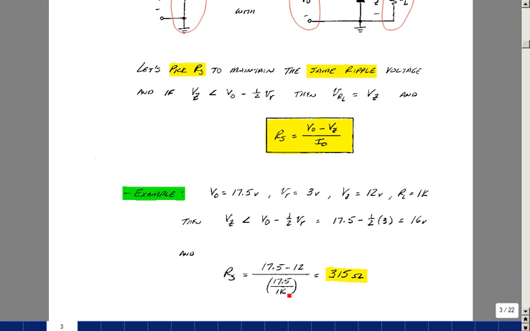And then using this formula, we have the average voltage minus the average voltage of the Zener, divided by the average current coming in, which would be the 17.5 divided by 1K in the original design. We get 315 ohms. This will preserve the same ripple characteristics we had before adding the Zener. And we're going to see this in lab. We're actually going to measure this.